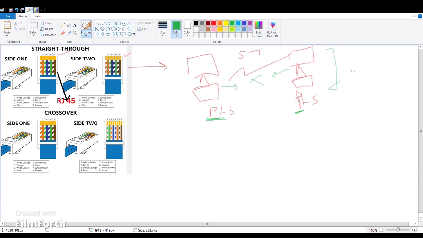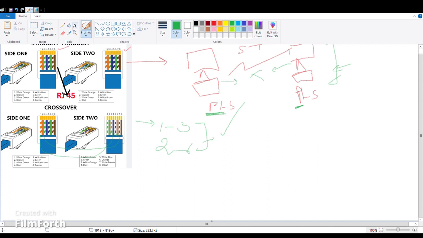To avoid such situations, we have crossover cables, and here we follow the 1, 3, 2, 6 strategy. What does that mean? Pin 1 on one end should be connected to pin 3 on the other end. Similarly, the orange one, pin 2, is connected to pin 6. So if this structure is there, there would be no collision and no crosstalk. That's why we use crossover cables for the same kind of systems.